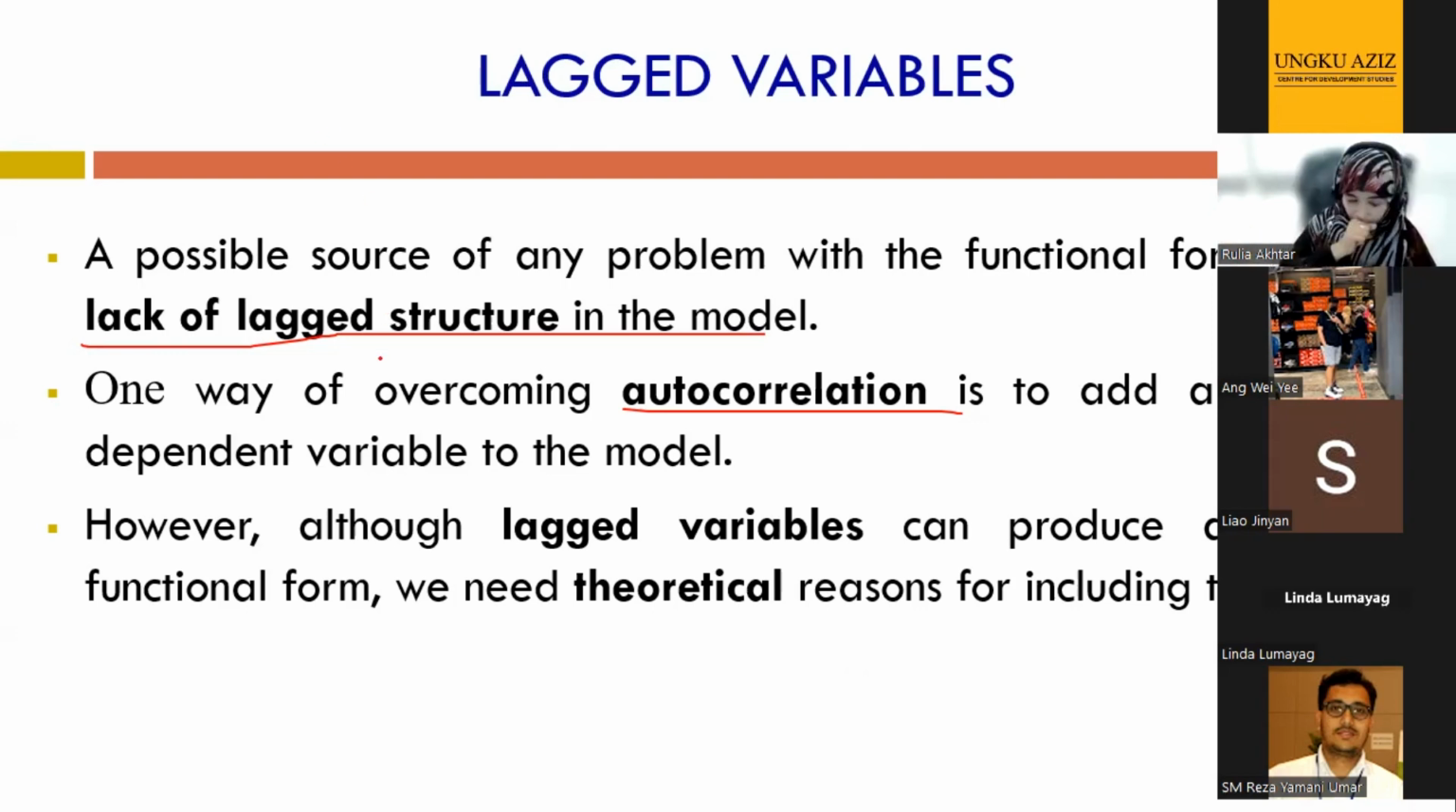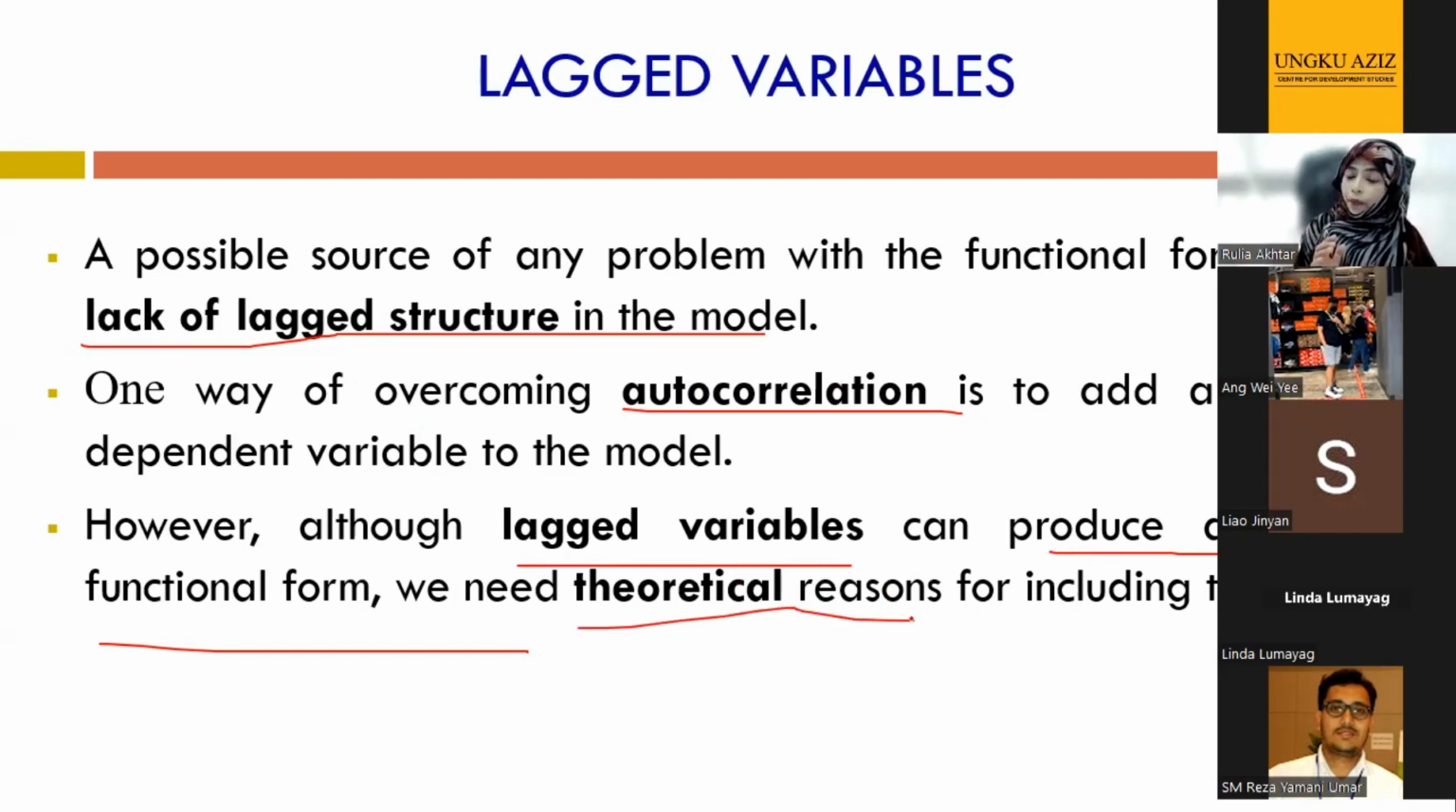So, sorry, meaning that lag variables can produce a better functional form, but when we add the variables, we need strong justification. Why do you add them? This is either for theoretical reasons or based on previous research. Without justification, sometimes some papers ask, what's the justification for adding this one? So we need strong justification.